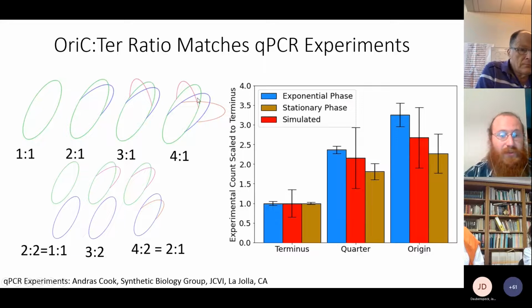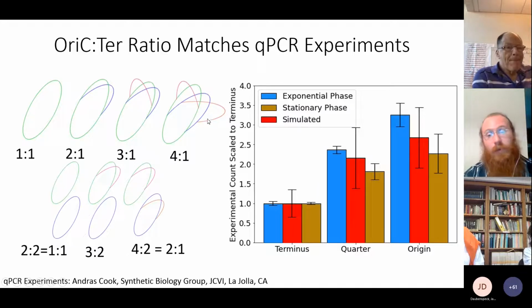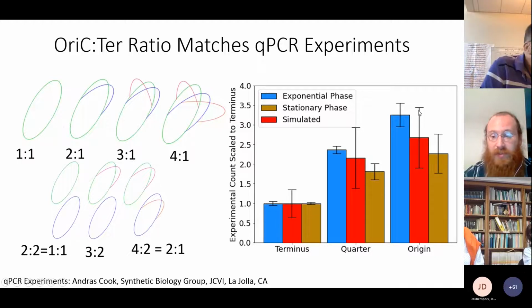And we have some theta structures of the DNA here on the left, where I'm just showing you diagrams of what the different ratios would look like. So on average, Andras's experiments would predict some average between these two states, typically the 3-to-1 origins-to-terminus and the 4-to-1 origins-to-terminus. And you can see from our simulations that we're a little bit low, but our uncertainty bars are a bit larger, so we're still within the range predicted by the experiment.